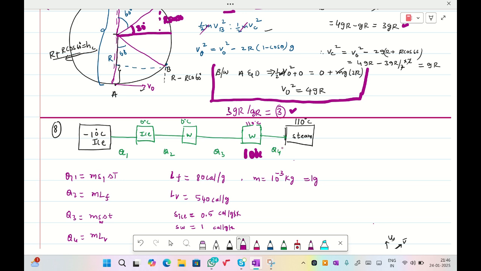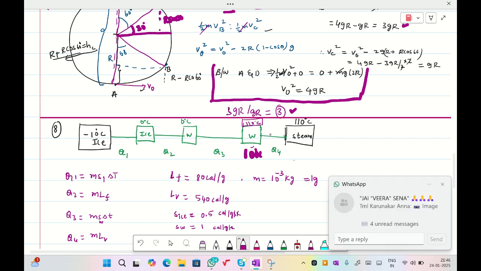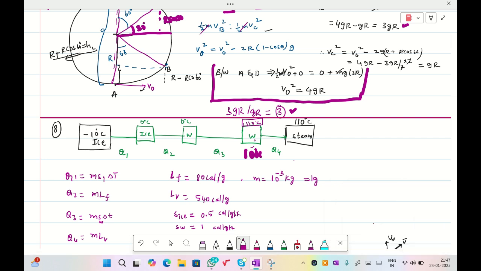So here Q4 is the energy, Q3 is the energy required to go from 0 degree centigrade to 110 or 100. So 100 degree centigrade. But yes, converting into steam at 110 degree centigrade is given. So my point is the boiling point is 110 degree centigrade, correct. So that is converted into steam. Or you can take 100 degree centigrade, it is reaching. Then after 100 to 110, converting into steam. So they require 540 calories.